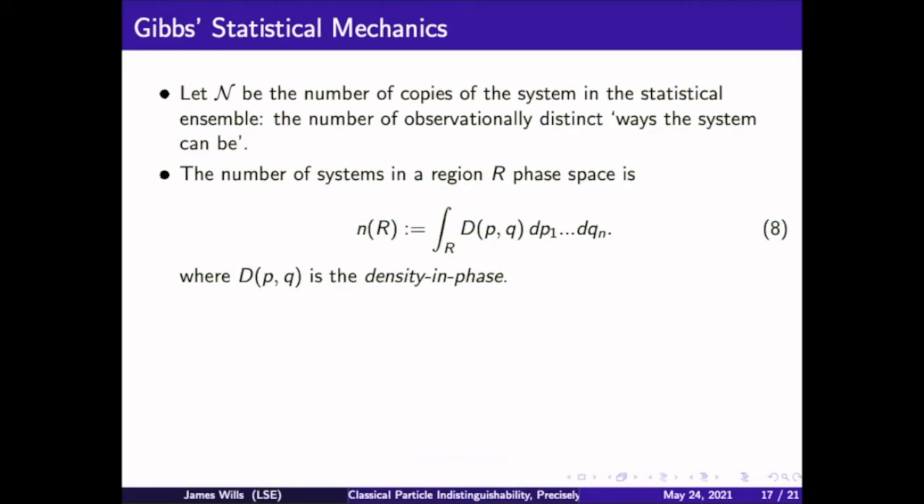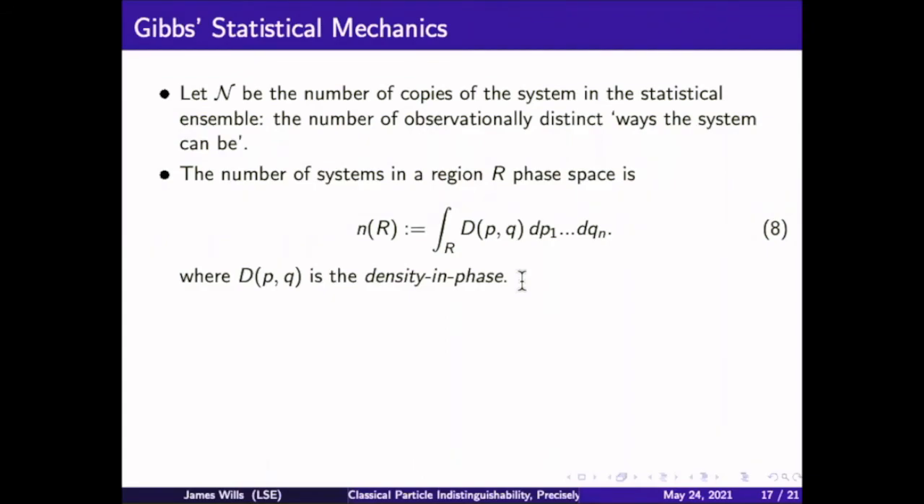Now, the number of systems in region R of phase space is given by this function, n of R. It's the integral over R of D dp dq, where D is the density in phase. By D, we are to think of this as the number of systems in a particular region of phase space. So if you integrate D over some region, you're going to get out some number, and that's going to tell you how many systems there are in that region. Having taken your ensemble, you're isolating a little bit of it, counting how many there are doing a particular thing.